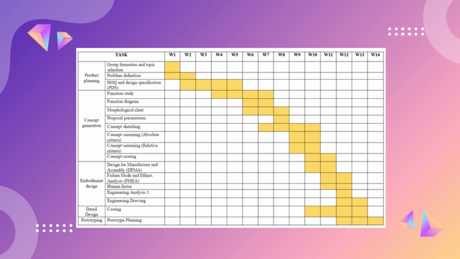Each member designed a concept sketch, and one of the total of 5 concept sketches was chosen after calculating the concept scoring. The analysis of DFMA, FMEA and human factor was conducted from week 10 to week 12. The cost to construct this product was discussed and determined from week 10 until week 13. The drawing design of the product started on week 11 by using the SolidWorks software.